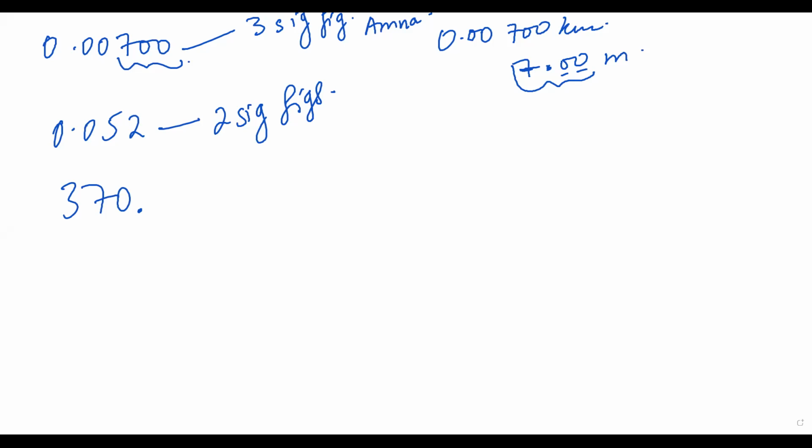Ma'am, I believe that it will be 3. Who is saying this? Amna, ma'am. Okay, Amna. So you think there is nothing after the point. Okay. So Amna thinks that these are three significant figures. Okay, fine, Amna. You want to take all the points today? So these are three significant figures.